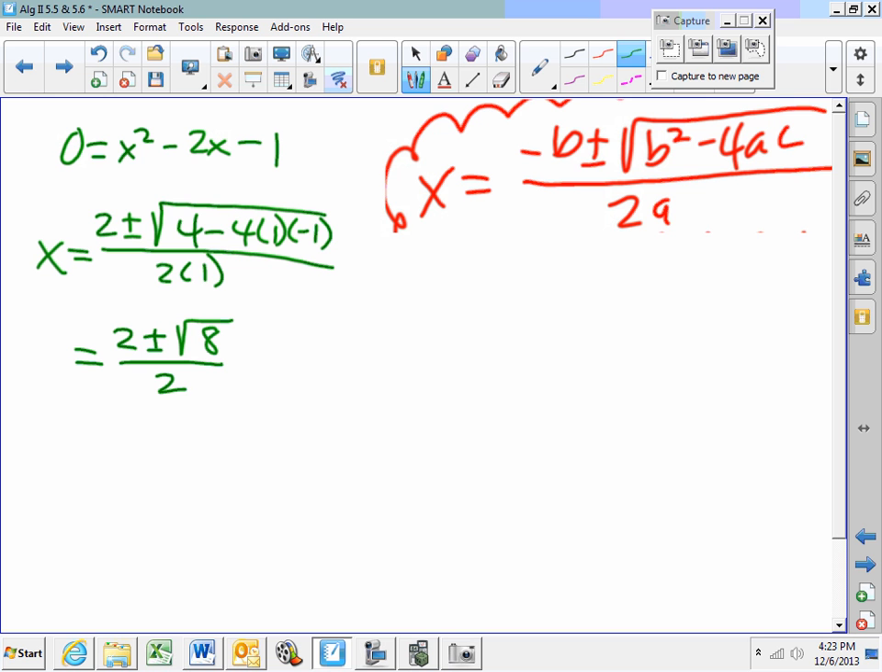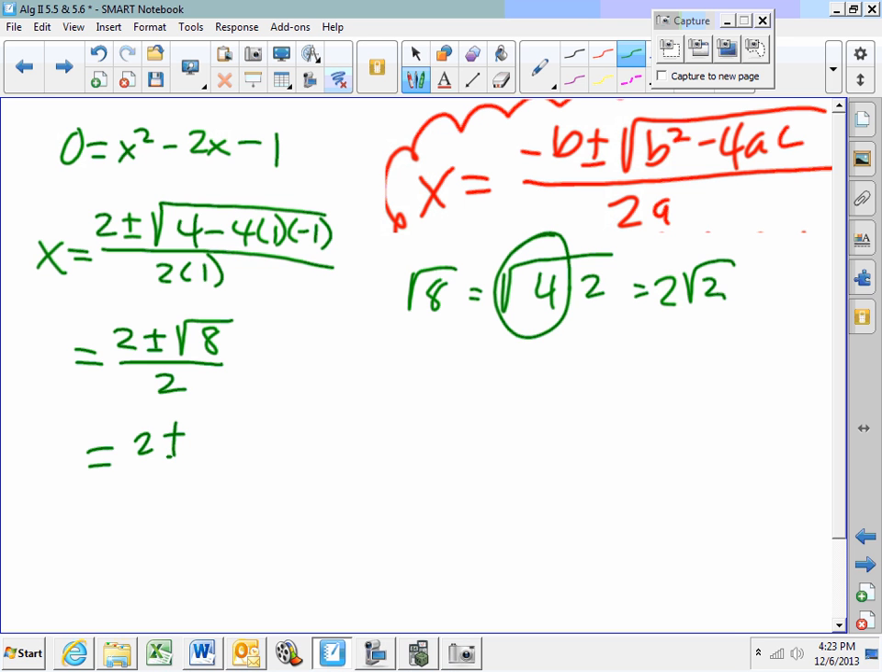Now, I need to simplify the square root of 8. And what I want to know is what's the largest factor of 8 that's a perfect square? Well, 8's largest factor that's a perfect square is 4. So I could write the square root of 8 as the square root of 4 times 2. And then you could take the square root of 4, that's 2, and the other 2, which isn't a perfect square, stays inside. So we get 2 plus or minus 2 square root 2 over 2.